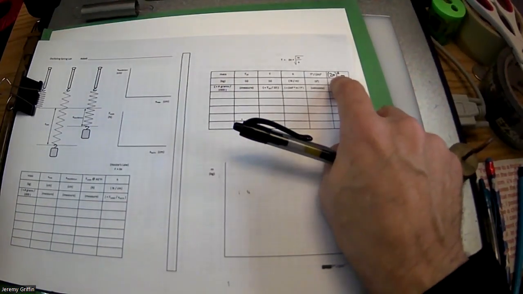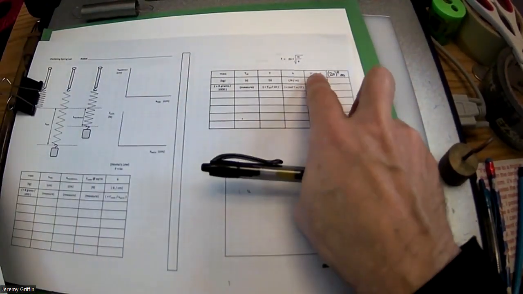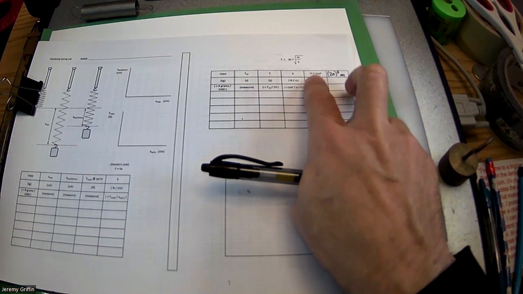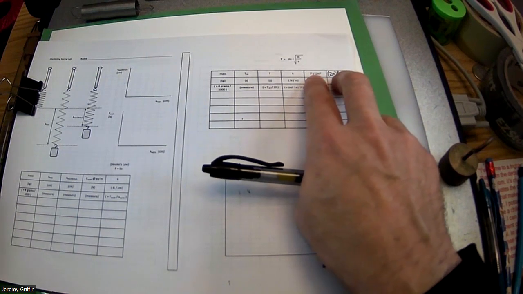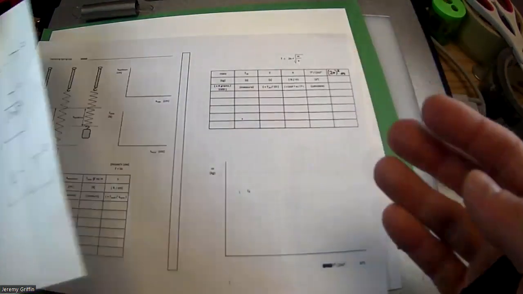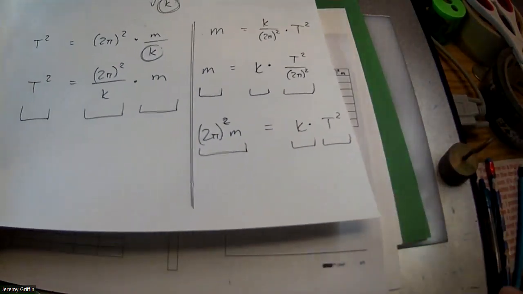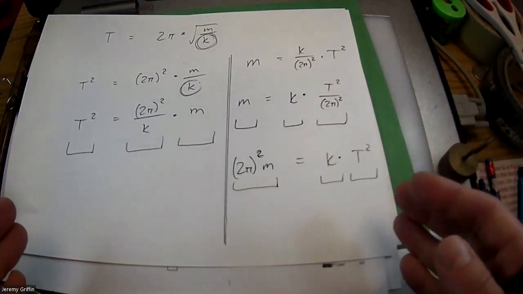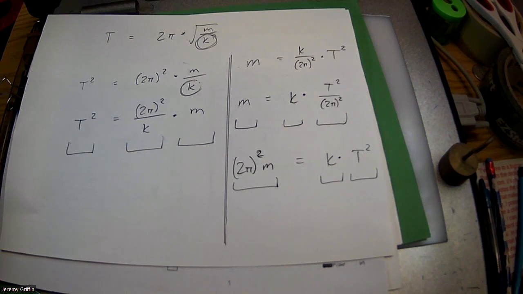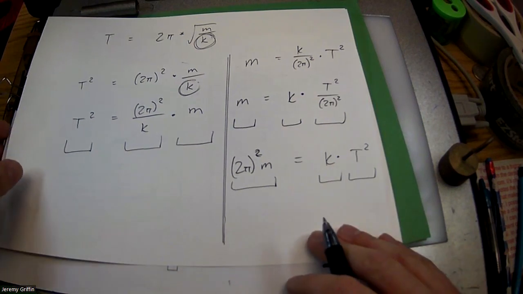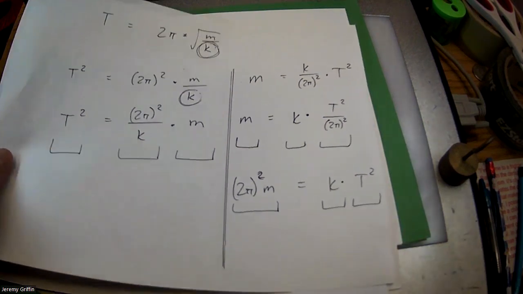Damn, wish I hadn't done that, but you don't want to do both. You don't want to do time period squared divided by 2 pi quantity squared and also 2 pi quantity squared times mass. It's either or. You do one or the other. But be comfortable with being able to rearrange things algebraically so that you can linearize something. It's a skill you've got to have to pass this exam. Okay, all right.